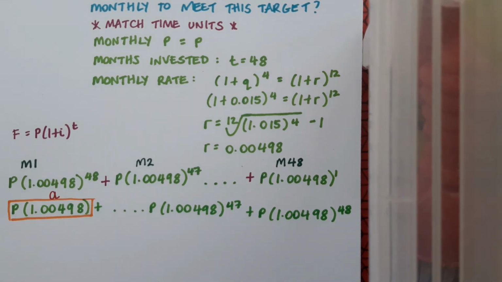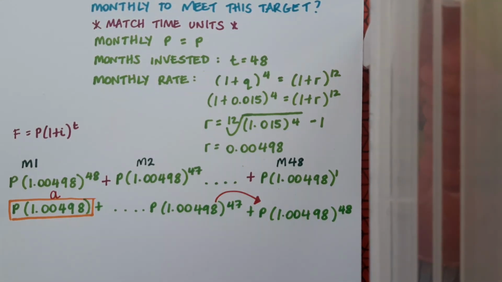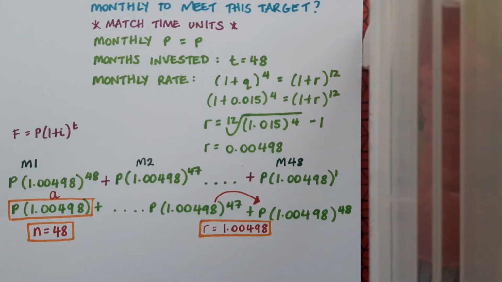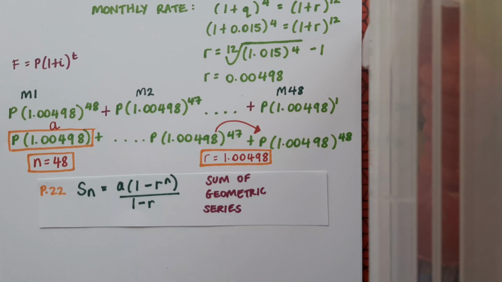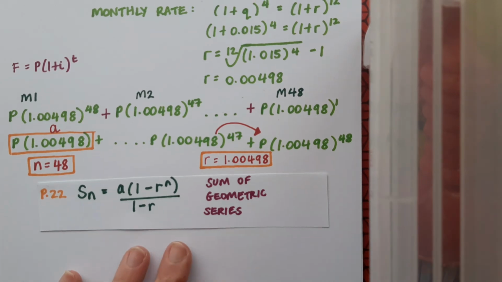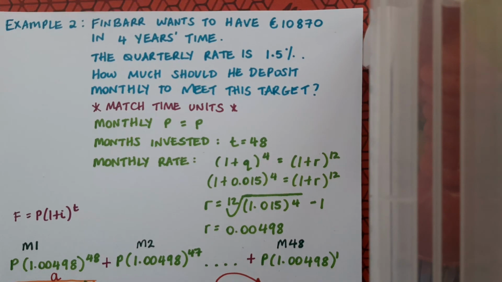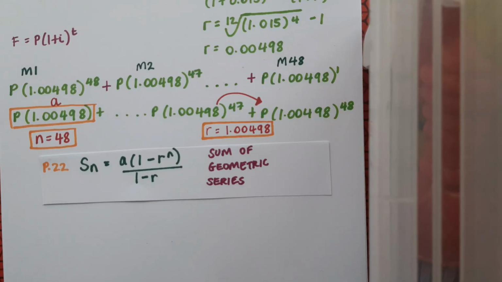So that first term is my A, R is my constant ratio, and N equals 48. So I'm going to fill into my formula, but this time don't forget I have another piece of information. It's my target value for my investment at the end of the 4 years. So just to glance back to that again, that was 10,870. So I'll be filling that in here for SN. Okay, so the rest of the formula then looks like this.